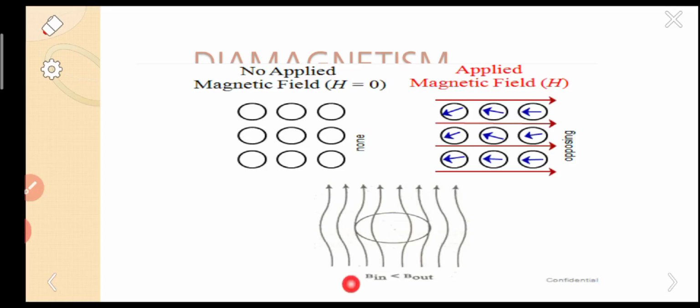Here if we look at this diagram, the magnetic flux field lines are not passing through the material, they are expelled out of the material, that means repulsion. So this is simply about the diamagnetic material. This type of magnetism experienced by the materials are called diamagnetic materials.